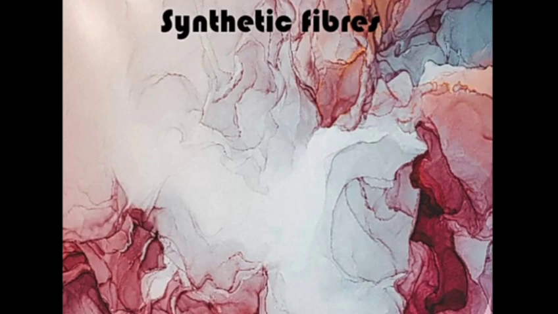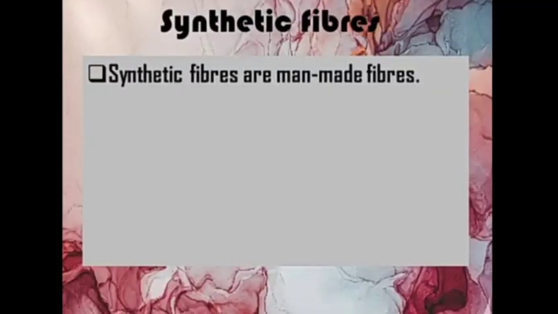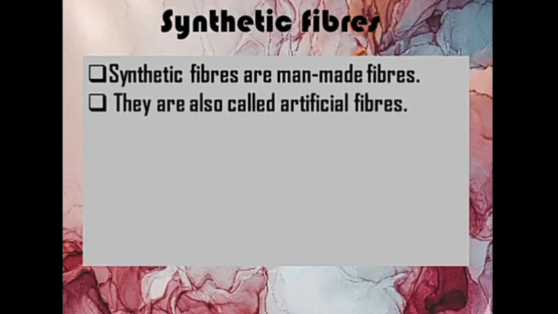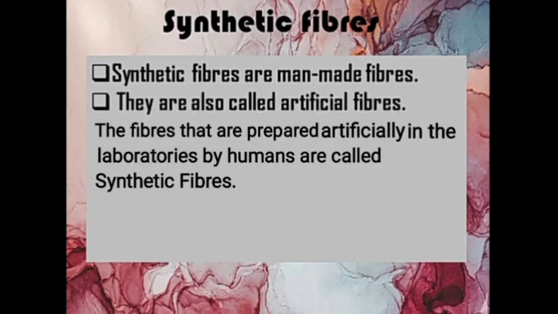And then comes the synthetic fibers, which are also called man-made fibers or the artificial fibers. The fibers that are prepared artificially in the laboratories by humans are called synthetic fibers. Since they are prepared artificially in laboratories, these are called artificial fibers, and just because they are prepared by humans, that is why they are known as man-made fibers.